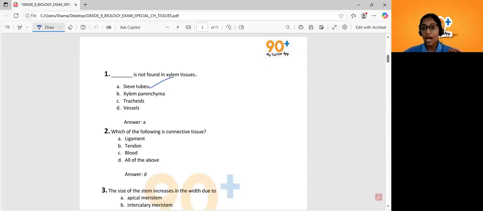Say you have to carefully read the question. What is asked? Which is not found in xylem tissues. The rest are all seen in the xylem, right? Xylem parenchyma, tracheids, vessels, all these are parts of xylem tissue, whereas sieve tubes are not a part of the xylem tissue. So the correct answer over here is option A, that is sieve tubes. And this is very important. You have to study which are the parts of xylem tissue, which are the parts of phloem tissue. So it's very, very important.